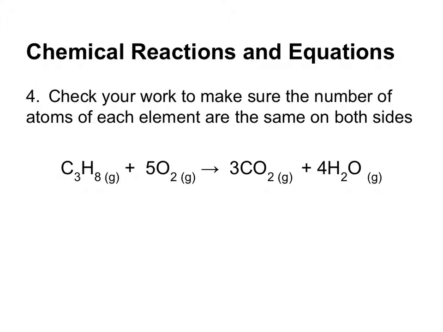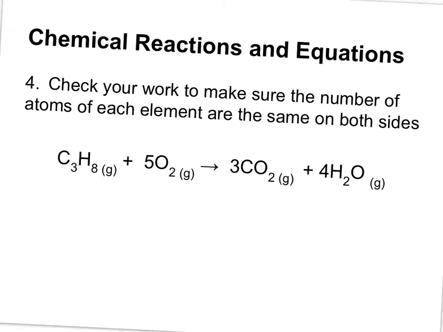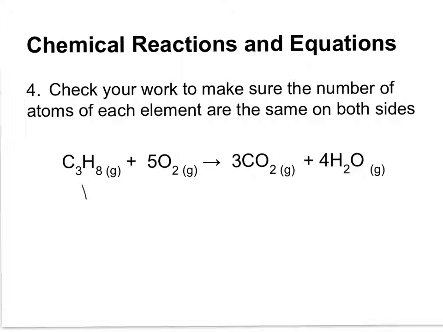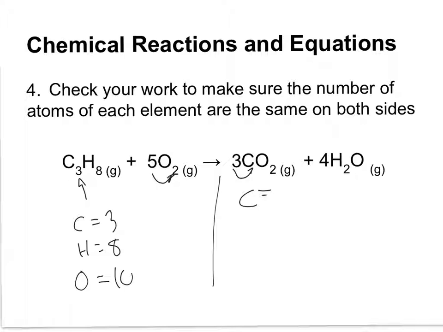Okay, so then the last step, which we kind of just did, is always just double check. Go back and count everything up again with all the changes you've made. So I didn't change this first thing at all, so there's still 3 carbon and 8 hydrogen on this side. I've multiplied O2 by 5, so there's 10 oxygen. And then on this side, the 3 times 1 carbon gives me 3 carbon. 3 times 2 is 6 oxygen plus 4 times 1 means 10 oxygen. And then 4 times 2 hydrogen equals 8. Okay, so just double check. Sort of write out a clean version like this. Count up all the atoms again and make sure everything works out. And then you're done.